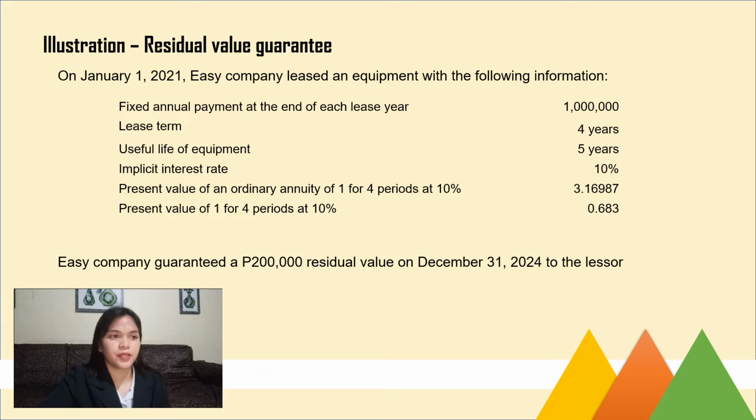Easy Company guaranteed a 200,000 residual value on December 31, 2024 to the lessor. As long as there is a residual value guarantee, there is no more purchase option because the equipment shall revert to the lessor upon the expiration of the lease on December 31, 2024.